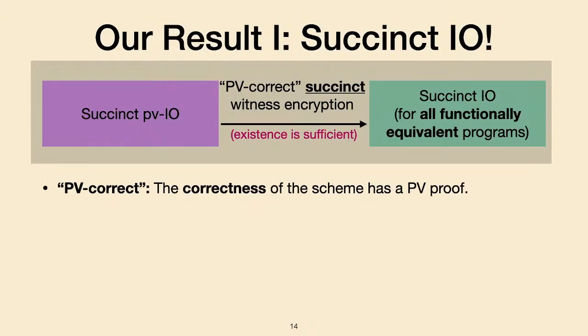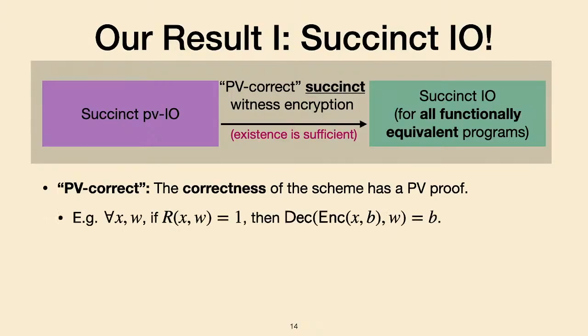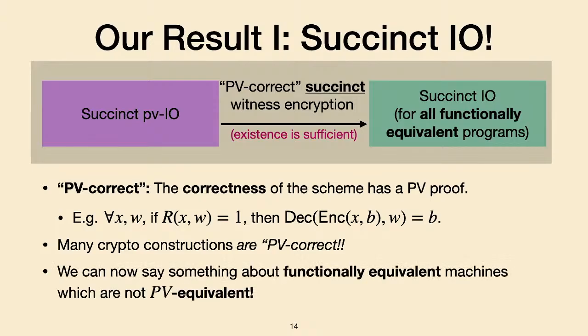So what do I mean by PV correct? So I'm saying the correctness of the scheme has the PV proof. So if you write it out symbolically, it will say that for all x and w, if w is a valid witness for x, and that means R(x, w) = 1, then decryption of an encryption gives you back the correct thing. Yeah, that's the English way of saying the statement. And I want this fact to have a PV proof. And turns out many crypto constructions are PV correct, which is pretty awesome. And I've set up a couple of examples earlier. And now this is pretty cool, because now we can start using succinct PV/IO to say something meaningful about all functionally equivalent programs.